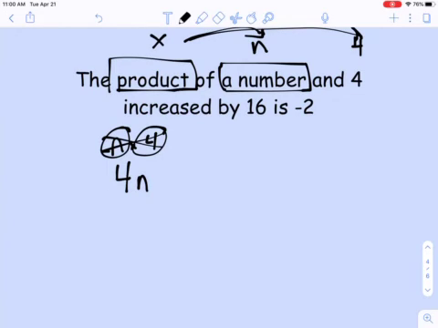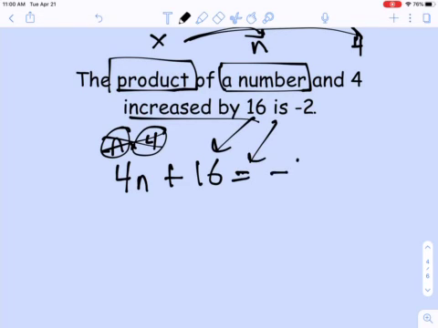So the product of a number and 4 increased by, well, that's plus. Increased means you're moving it up by 16. So you just bring that number down. Is, that's easy, that's my equal sign, -2.